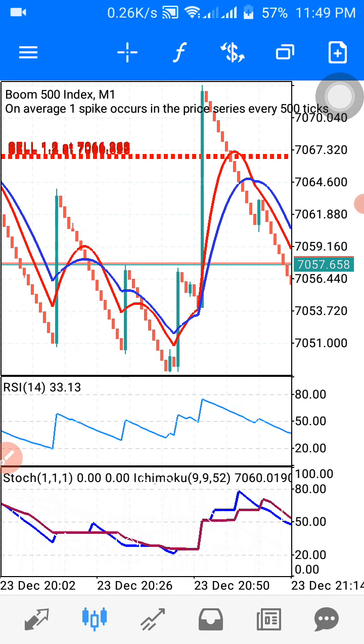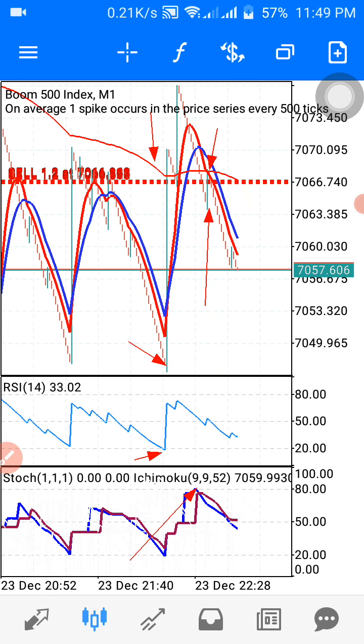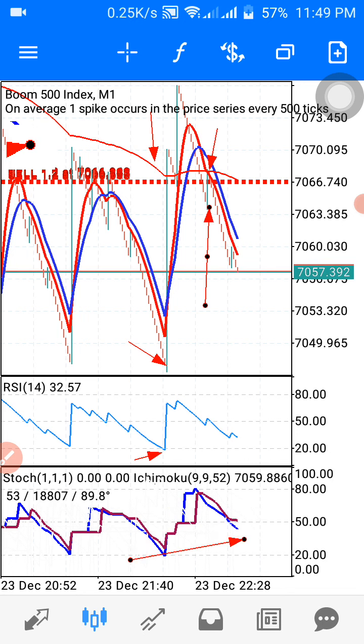you can see it's still going down, it's still going down. So that's why it takes us here. Now if you want to exit, this is your entry at this point. Now if you want to exit, it's very good for you to exit at level 50 here.